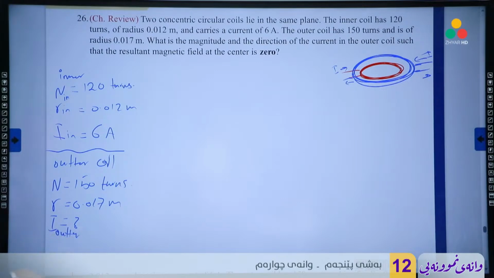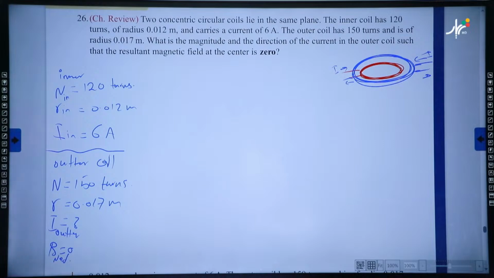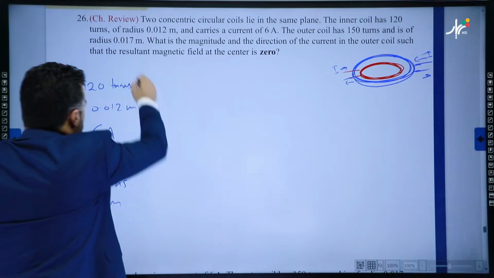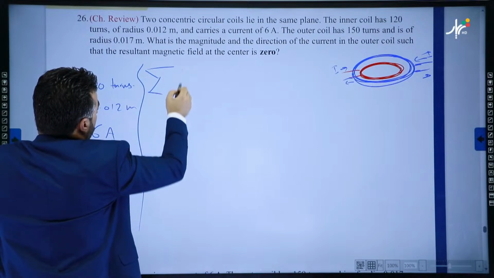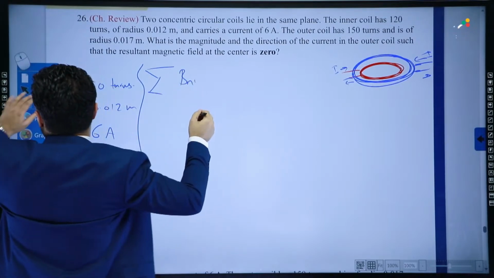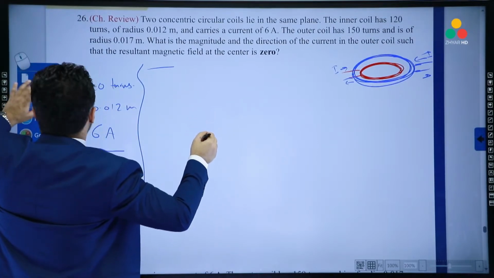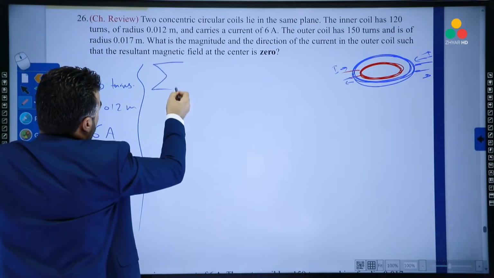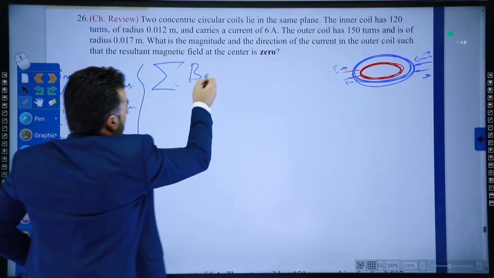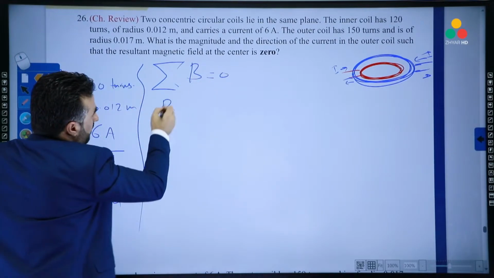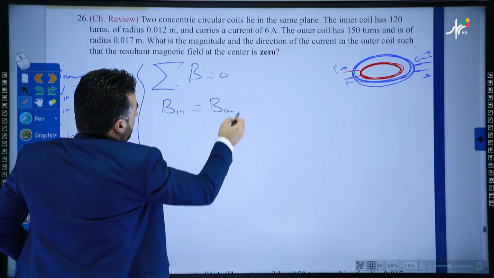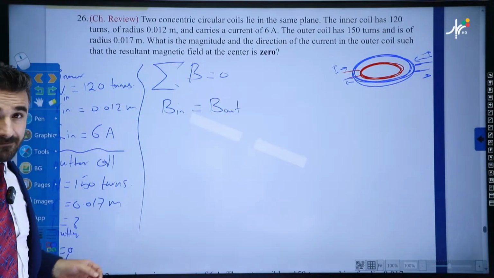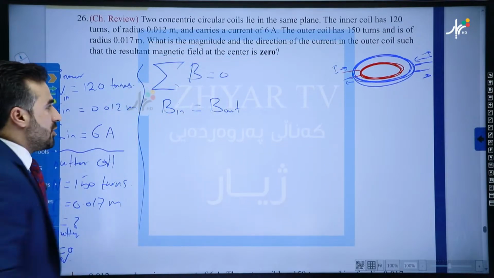If the magnetic field at the center is 0, we can say the net magnetic field is 0. In order to do this correctly, remember this, guys. The net magnetic field at the center is 0. What does it mean? That means the magnetic field of the inner coil must be equal to the magnetic field of the outer coil, but of course in opposite direction. So if that is the case, let's write the equation for both.